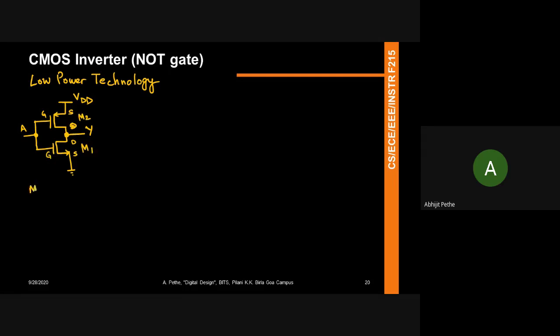So M1 is the NMOS, right? And M2 is PMOS. Okay, so now let's think about how the circuit works. Suppose A is high.